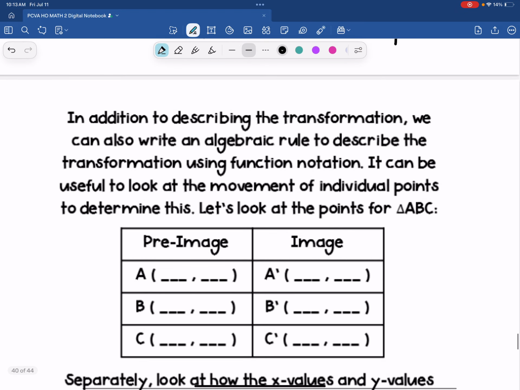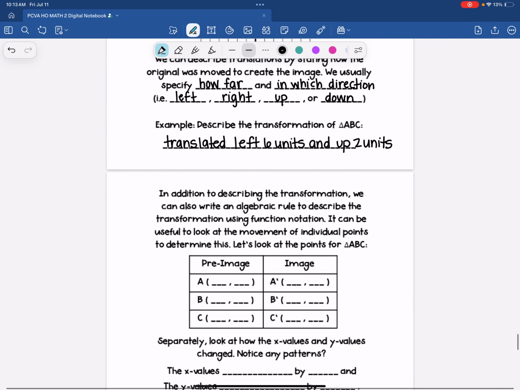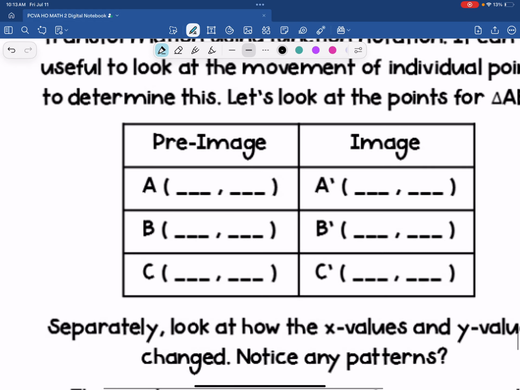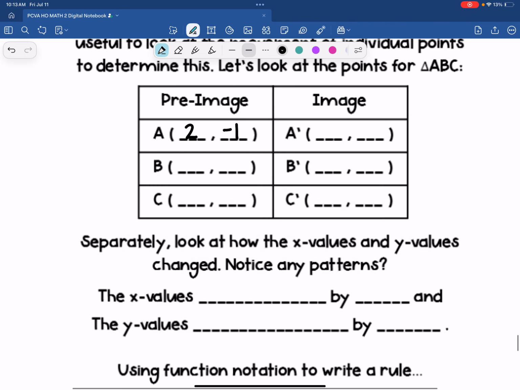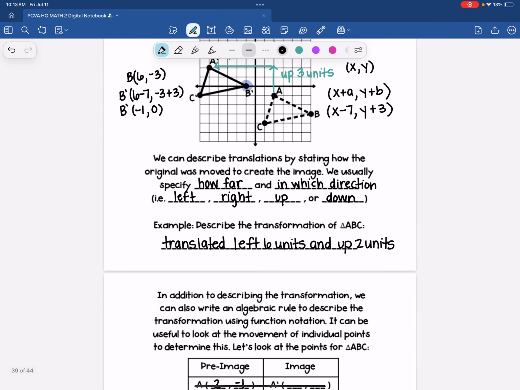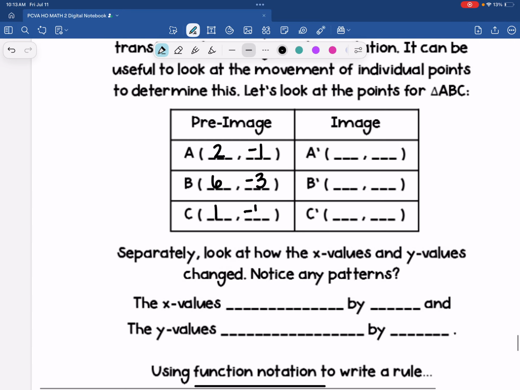In addition to describing the transformations, we can also write an algebraic rule, which is what I was describing earlier. It can be useful to have the movement of individual points to describe it. So remember the pre-image, just like we said before, A was located at 2 and -1. So I'm going to zoom in here. So remember, 2 and -1 was that. And B was located at 6 and -3. And then C is located at 1 and -4. Okay, so that's my pre-image points.